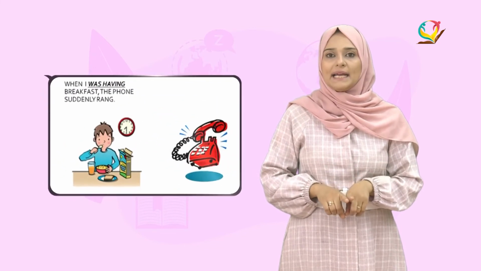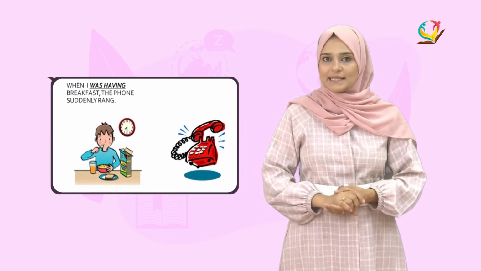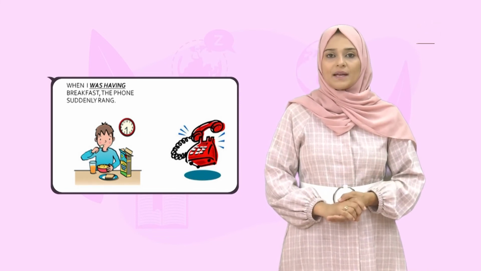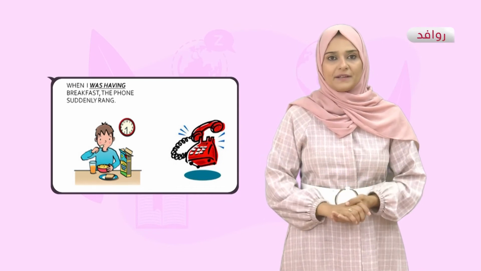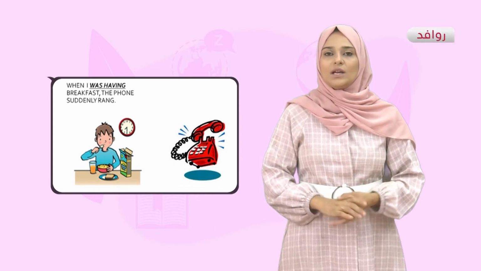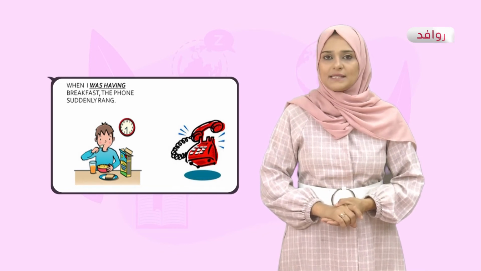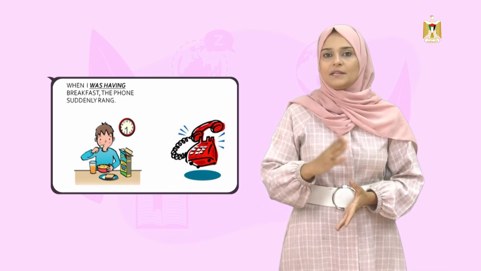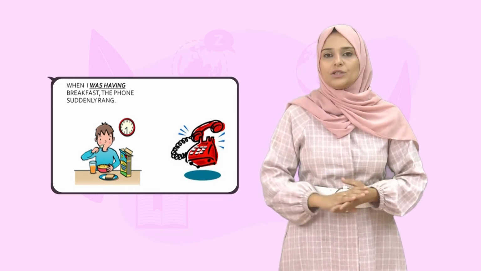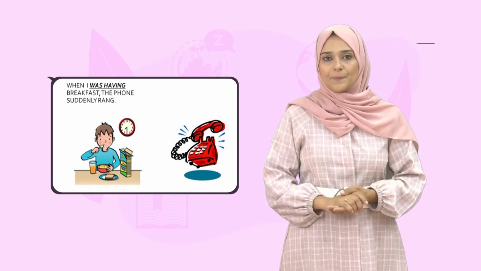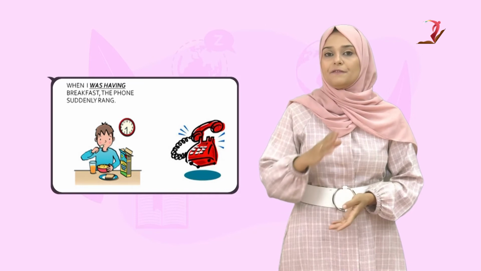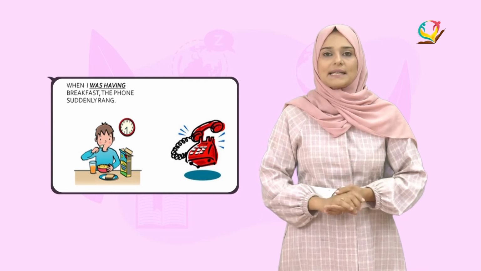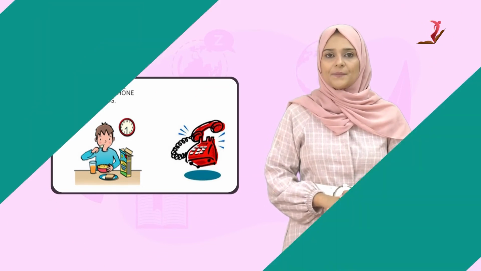When and while can be used at the beginning of a sentence or in the middle of a sentence. See the example. While I was having breakfast, the phone rang. Here we use while at the beginning of the sentence. And after while we use the past continuous, was having. We can say, the phone rang while I was having breakfast. Here we used while in the middle.